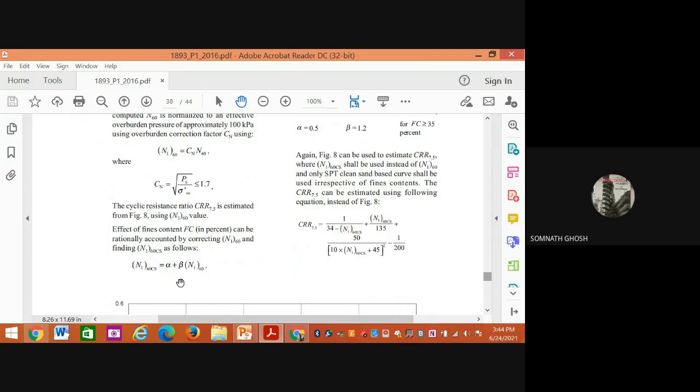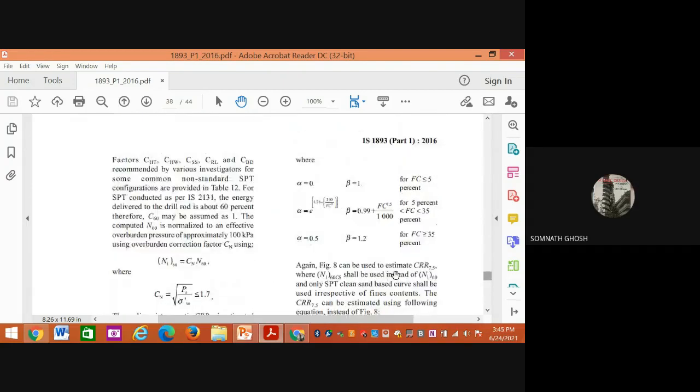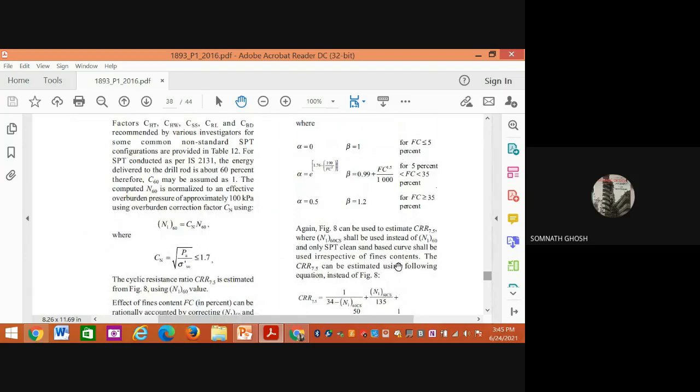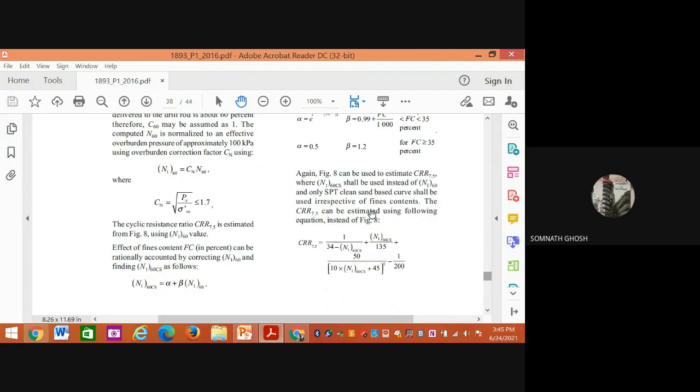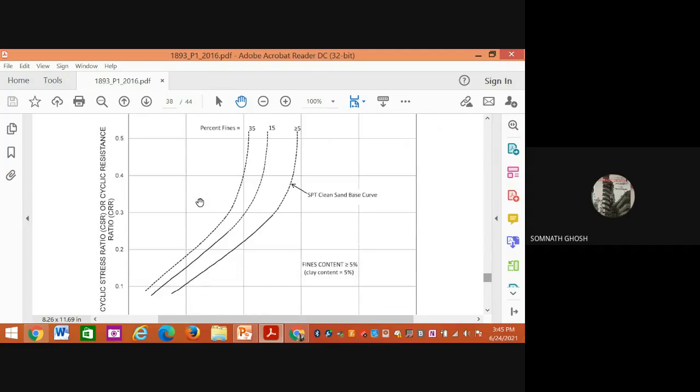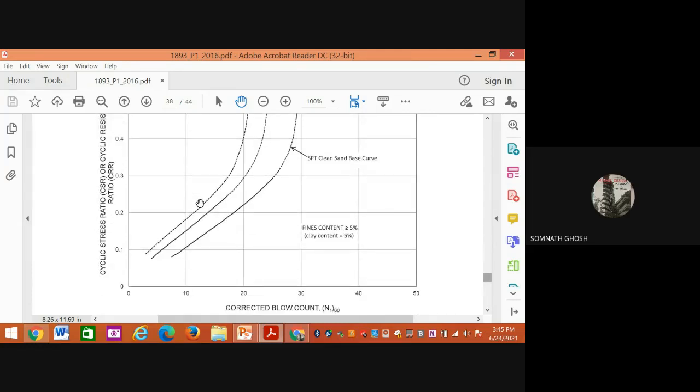This is another expression. You have to be very careful about what they are recommending: fines content less than 5% is this, less than 35% this, greater than 35% this. So depending on your fines content, you have to consider the beta value. Similarly, you will get the CRR 1.5 based on the previous values.